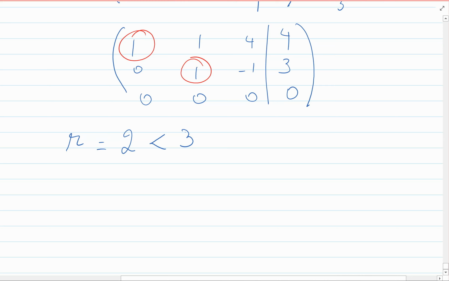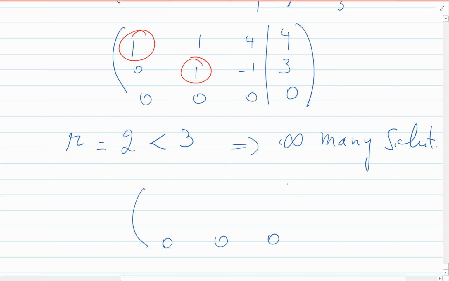As I said, we have infinitely many solutions. Let's look at the system. I can still do one more step if I want to have the reduced form. So let's do the reduced one. The zero row, I don't need it, but to finish the job I could have worked with the augmented matrix.